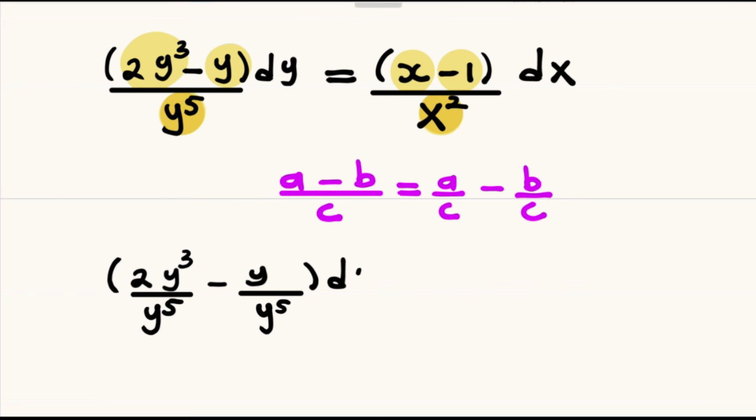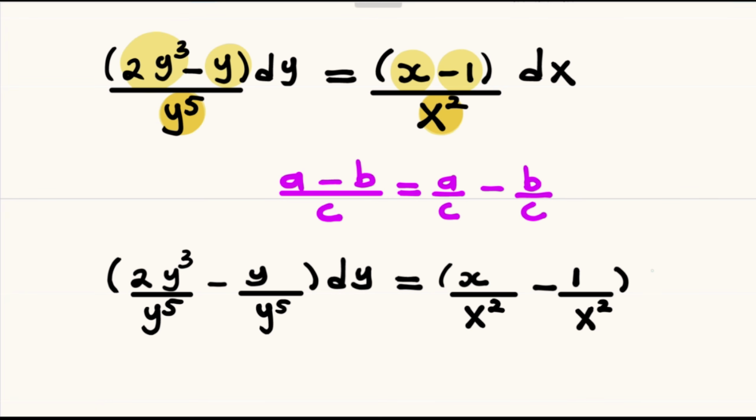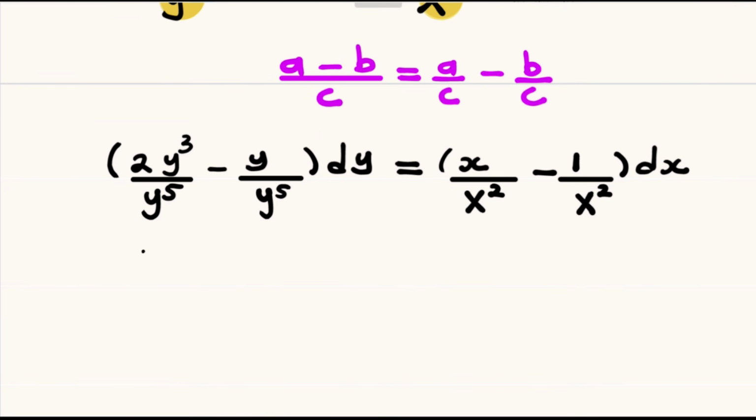dy, and this will be equal to the x divided by x squared minus 1 divided by x squared multiplied by the dx. On the left hand side we have the 2y cubed divided by y to the power 5. So since the bases are the same, we can just subtract the exponents since we are dividing.